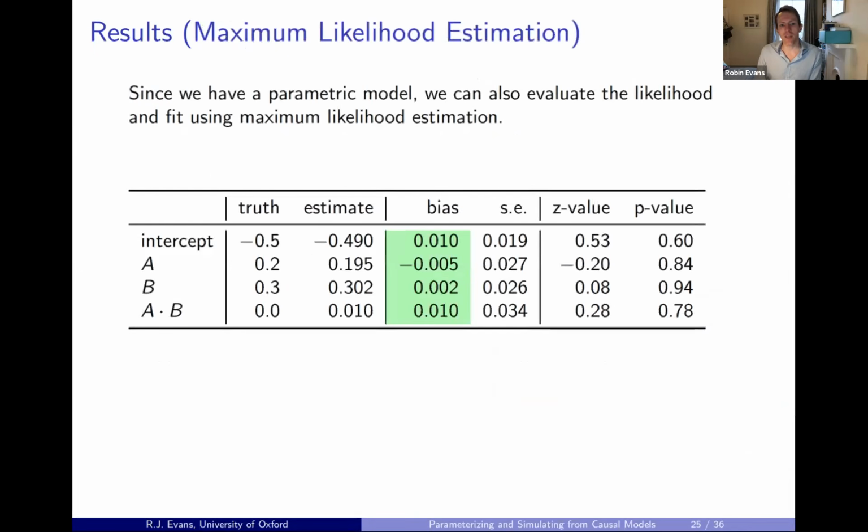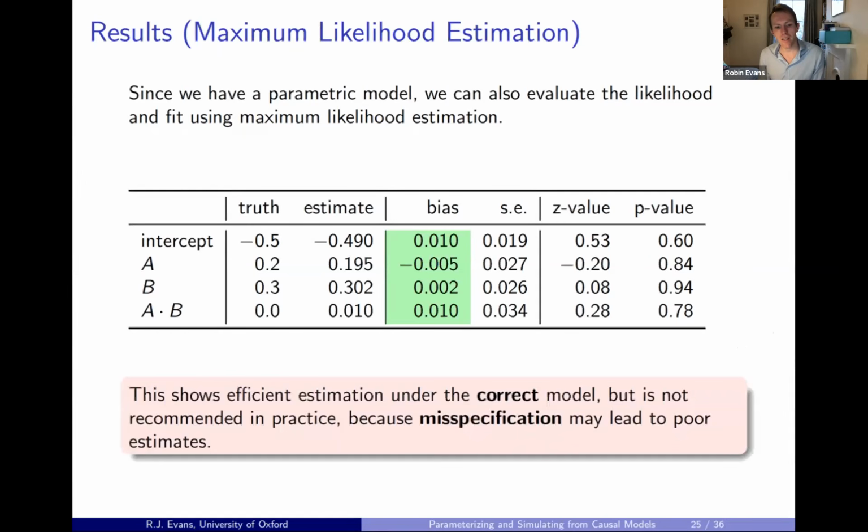But of course, because we actually have a likelihood, we can also use maximum likelihood estimation to obtain our estimates. If we do that, we get slightly smaller bias. And indeed, the standard errors, if we compare them to the previous slide, are again a bit smaller. That's not surprising, of course, because we know that maximum likelihood estimation is, at least asymptotically, the most efficient method available. So this shows that if you have the correct model, then you'll get efficient estimation. But of course, it's not recommended in practice, because if your model is misspecified, you may get poor estimates and be overly optimistic about your wrong estimates.